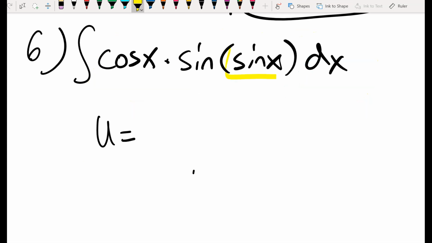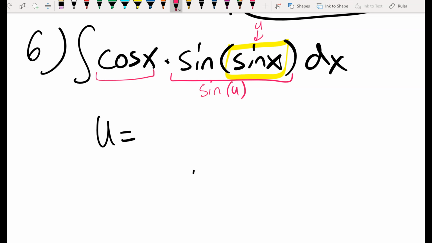Maybe if I let u be equal to this term right here, it would just be sine of u. And then if I take the derivative of sine, I should get something with a cosine, so maybe I'll be able to make a substitution there. So that looks like it's going to be a better choice for me. So that highlighted in yellow, I'm going to make u.